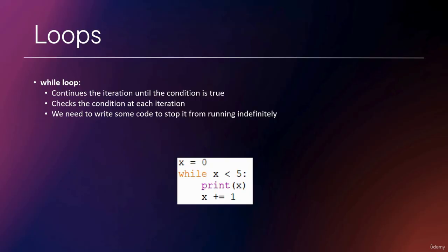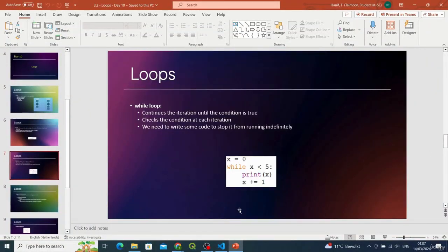Now when x becomes 5, it will check, okay, is x less than 5? No, this is not true. It will then exit the loop and go on with the rest of the code. So for this, let's try and visualize how it will happen on a whiteboard.